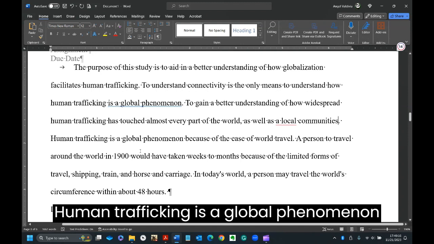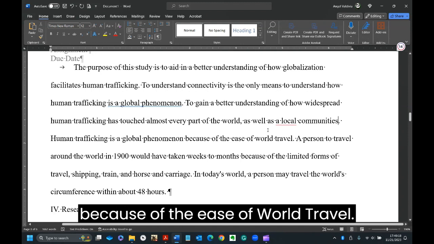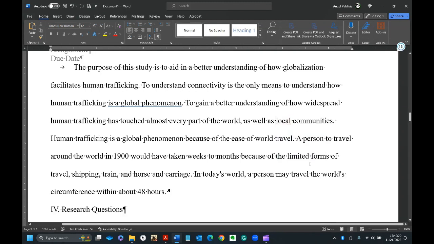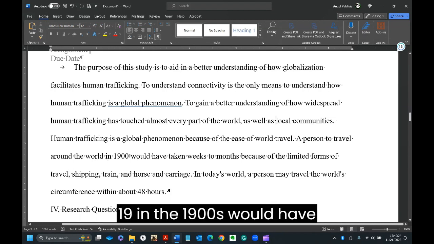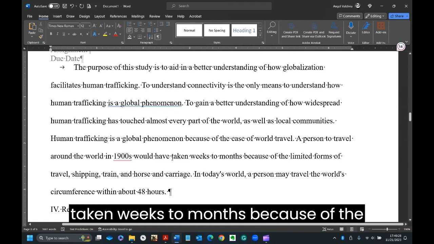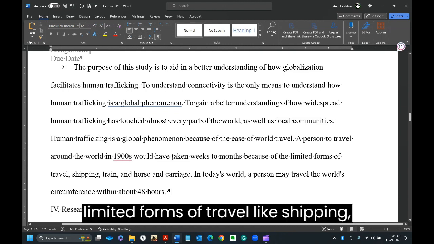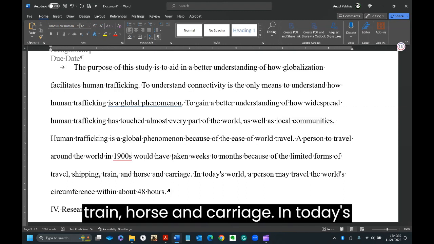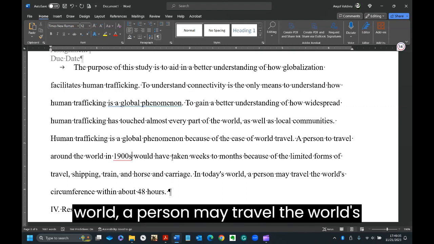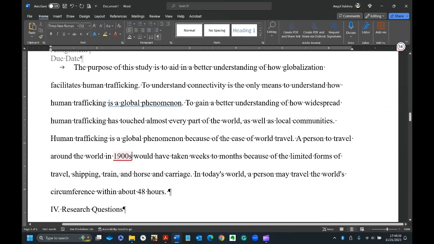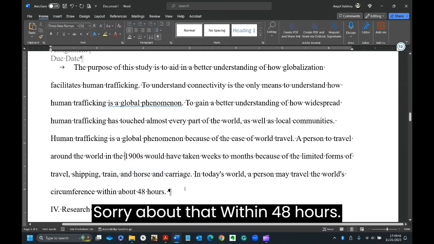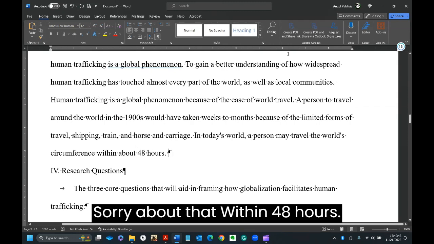Human trafficking is a global phenomenon because of the ease of world travel. A person to travel around the world in the 1900s would have taken weeks to months because of the limited forms of travel like shipping, train, horse, and carriage. In today's world, a person may travel the world's circumference within 48 hours. Sorry about that. Within 48 hours.